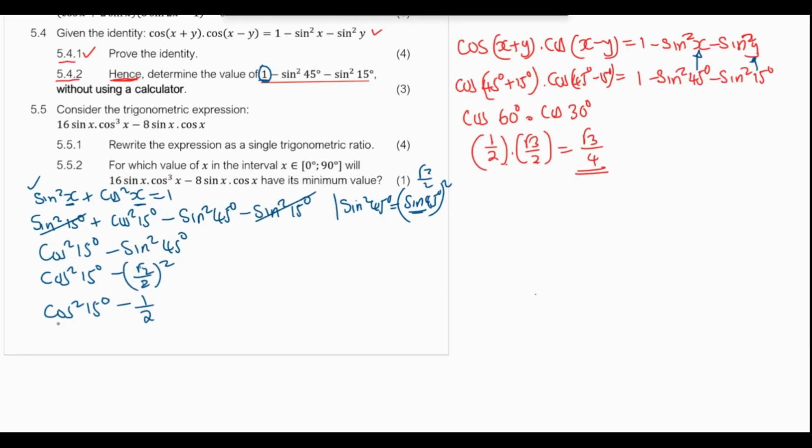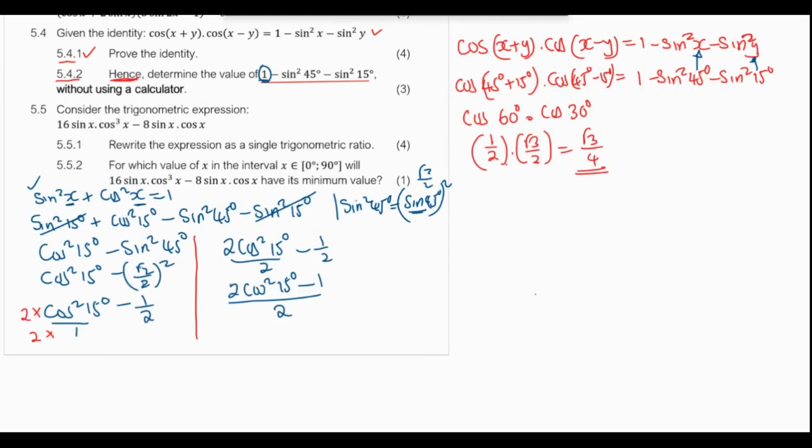Then this is like cos squared 15 over 1 minus 1 over 2. Now let's make the denominators the same. So we multiply the denominator by 2 and multiply the numerator by 2. So we get 2 cos squared 15 degrees over 2 minus 1 over 2. And now the denominators are the same, we can subtract the numerators: 2 cos squared 15 degrees minus 1 over 2.